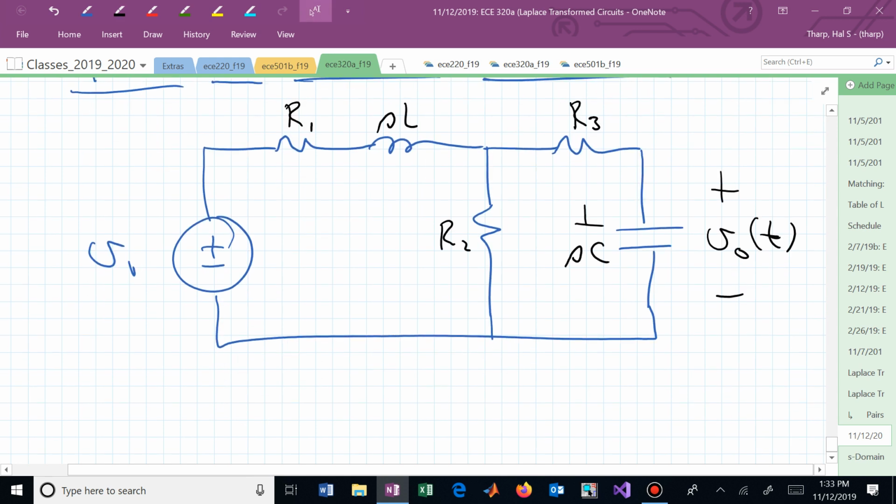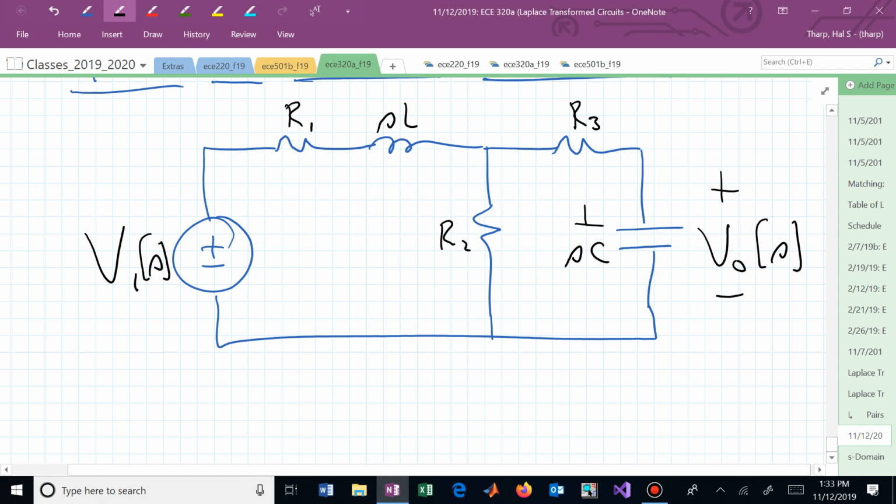Oh. I'm doing what I said you shouldn't do on the final. I just mixed the living room and the kitchen. Time domain and frequency domain. So this is now the input. Let's call it V sub 1 of s. And here's the output, V sub 0 of s.